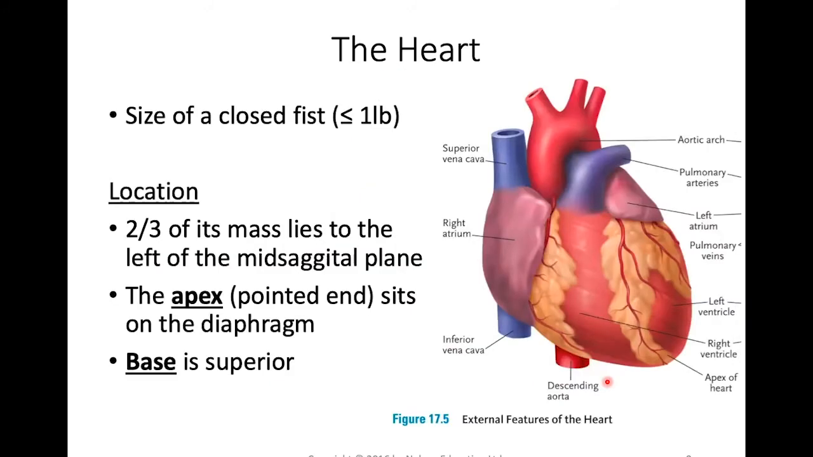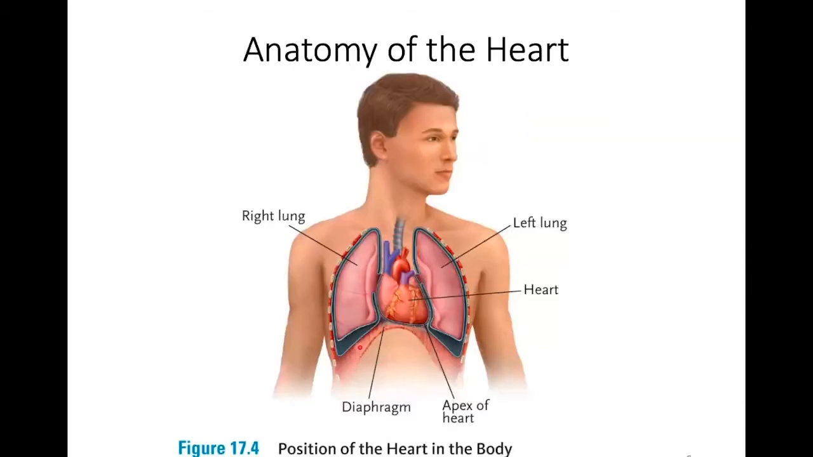Now, the heart is roughly the size of a closed fist, and about 2/3 of the mass lies to the left of the mid-sagittal plane, whereas 1/3 sits on the right side. Now with the heart, typically we expect the base to be on the inferior aspect and apex to be more superior. It's flipped here with the heart. So the apex of the heart is this portion right here that sits directly on top of the diaphragm. Remember, the diaphragm is the boundary that separates the thoracic cavity from the abdominal cavity.